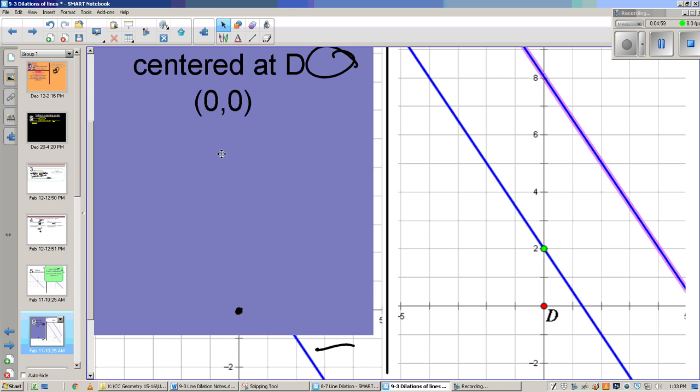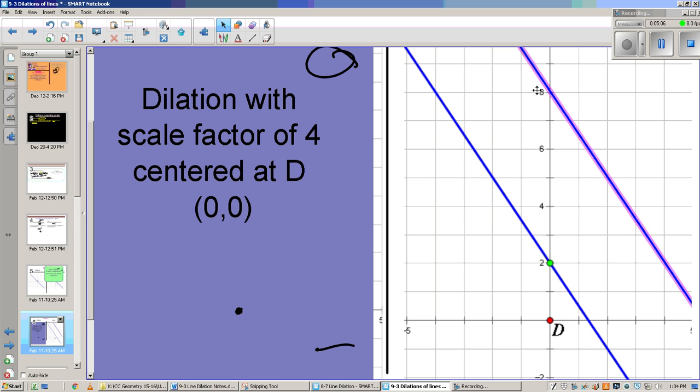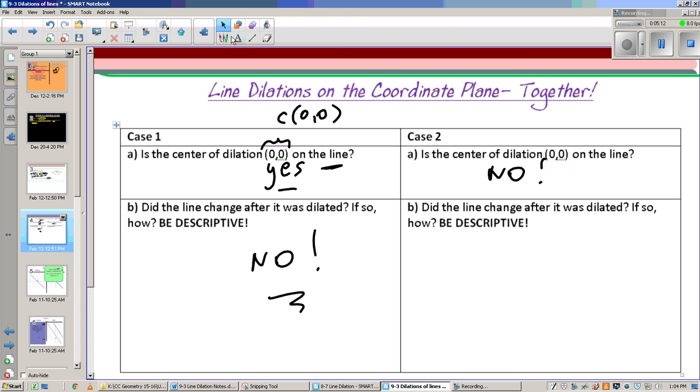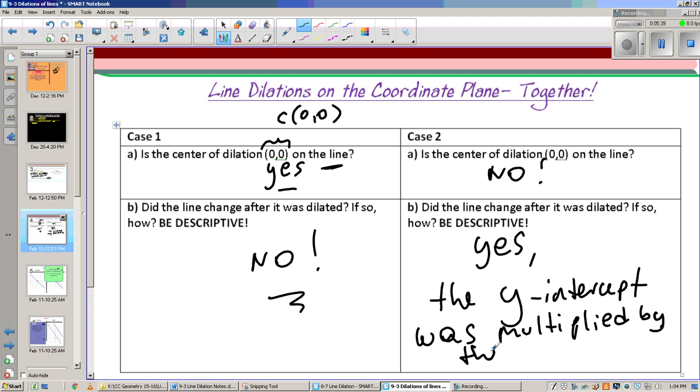More specifically, do you remember what the scale factor was? It was 4, right? So we went from 2 to 8. So the scale factor is actually affecting the y-intercept of the line. Did the line change? Yes. How did it change? The y-intercept was multiplied by the scale factor. All right, so that's how the line changed.